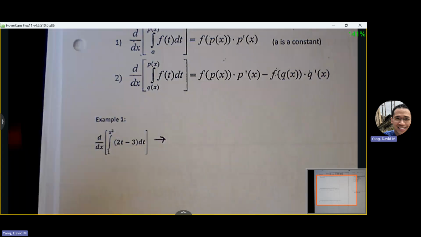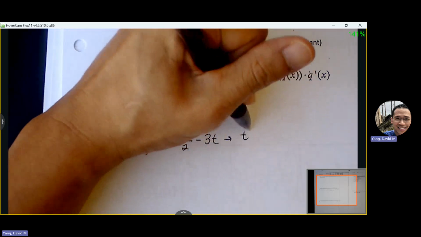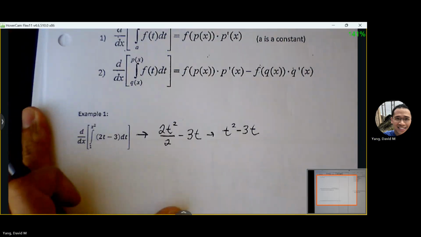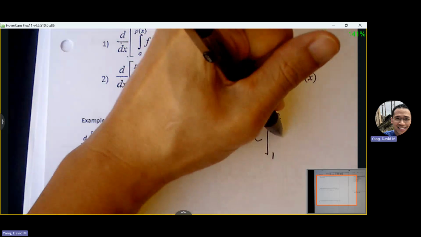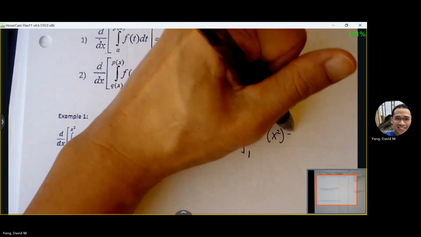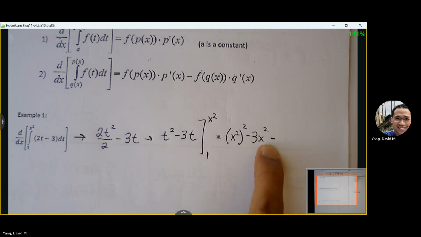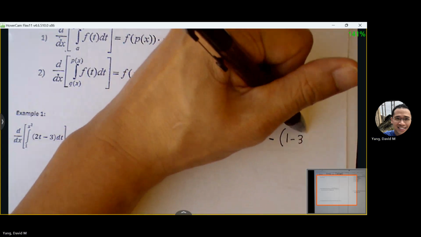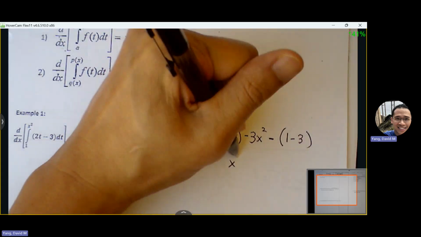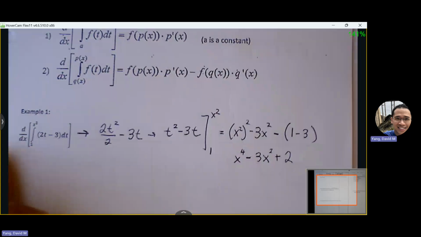Okay, so let's just worry about this piece here, just what's inside. Power rule: 2t minus 3 becomes t squared minus 3t. And then plug in what? Upper and lower bound, right? So x squared and 1. What gets plugged in first? x squared. So x to the fourth, minus, after you plug in the x squared, what do we need to plug in next? 1. The 1, okay. So x to the fourth minus 3x squared plus 2, right? Plus 2.